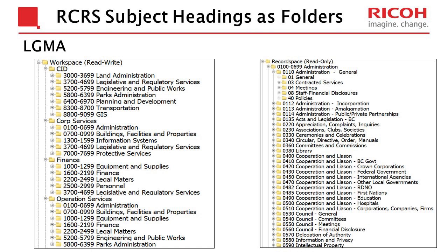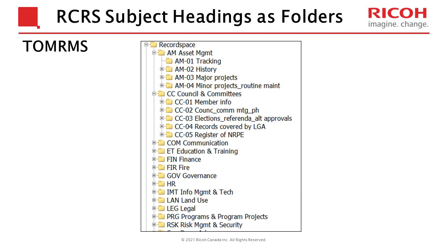Now, on the TOMRMS side, it's very similar. In Record Space, you have, again, your subject matter heading there, AM asset management, and then you have the record series below. The AM01 tracking, that's already the record series, and this is how you organize it using TOMRMS. Okay.